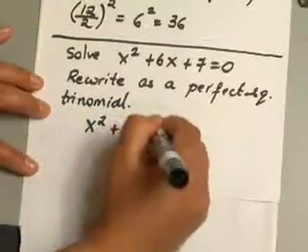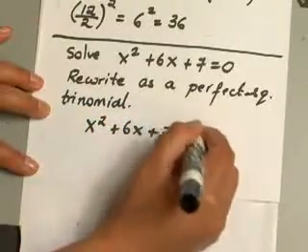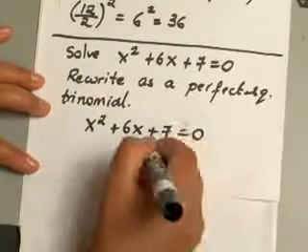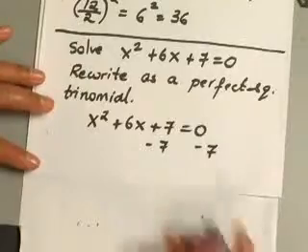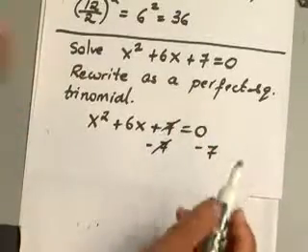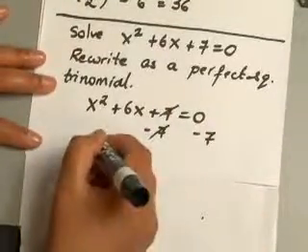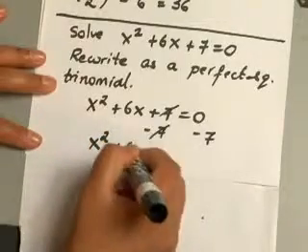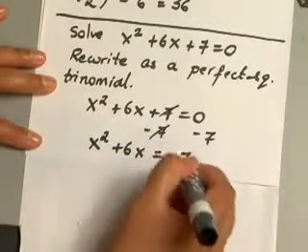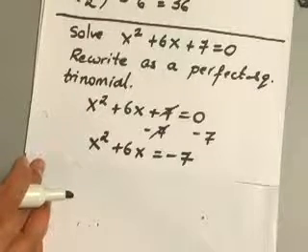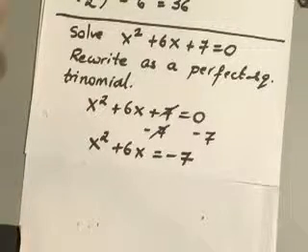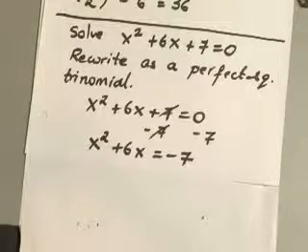Okay, so what we will do here is start with our expression x squared plus 6x plus 7 equals 0, and we will go ahead and move our 7 to the other side. We're rewriting it by taking the 7 over to the other side, and you end up with x squared plus 6x equals negative 7.